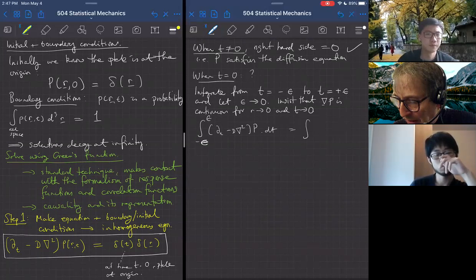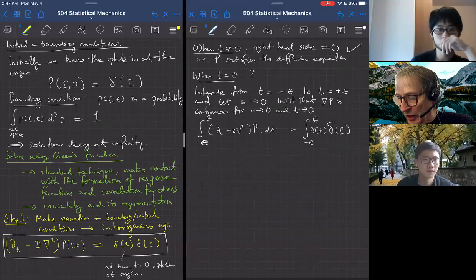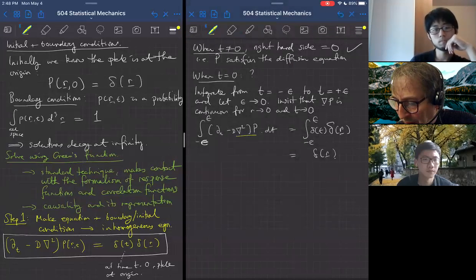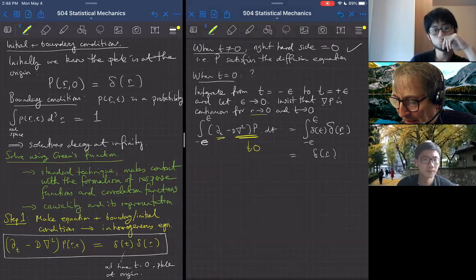And then if we do the same thing over here, then what this is going to give us on the right-hand side is just a delta of r. And then this term over here will give us 0 because it's continuous as we take this limit. And this term, integral dt, that's just going to equal p.